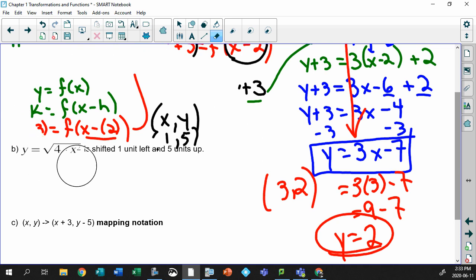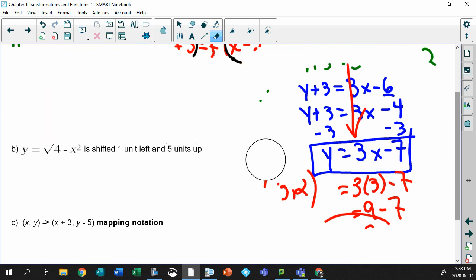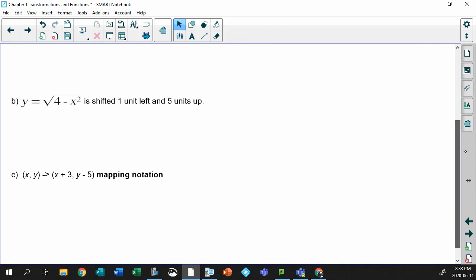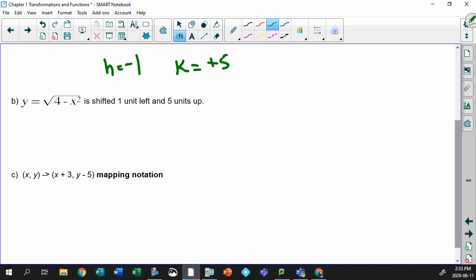Okay, so with that in mind, let's now go on to something a little bit more complicated than just plain old linears. Let's go to a radical function. Now, this one again, watch what I do. This says it shifted 1 unit left, so that means my h value is a -1. 5 units up, which means my k value has to be +5. Look at the function. The original function was y equals f of x. You know that we can make this y minus k equals f of x minus h.